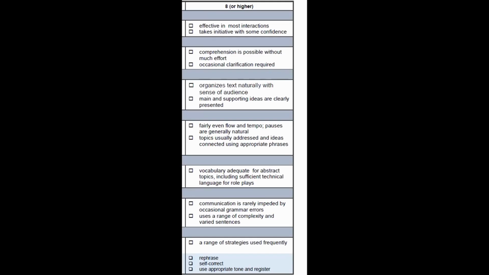In your general use of language, you need to be effective in most interactions. You need to take initiative with some confidence. They understand that this is a speaking exam and you might be a little bit anxious. Speak up. You need to appear confident even though you may not be at that time.